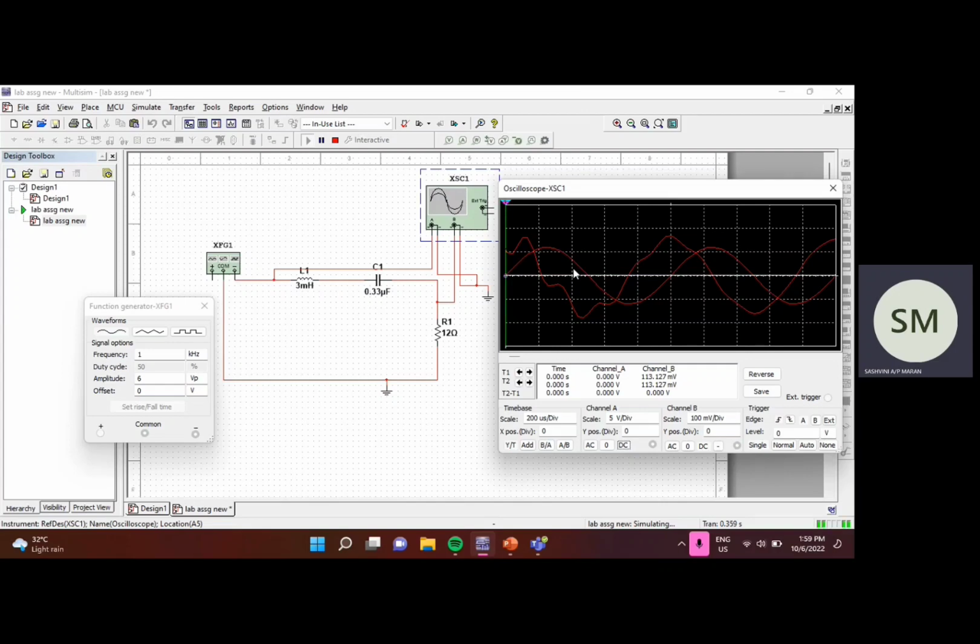Since the question has asked us to measure the output voltage at the resistor, we need to set channel A to 0. Next, we need to press the single button to obtain a proper sine wave shape. Next, we stop the simulation and take cursor labeled number 2 and drag it to the Y max of the curve.